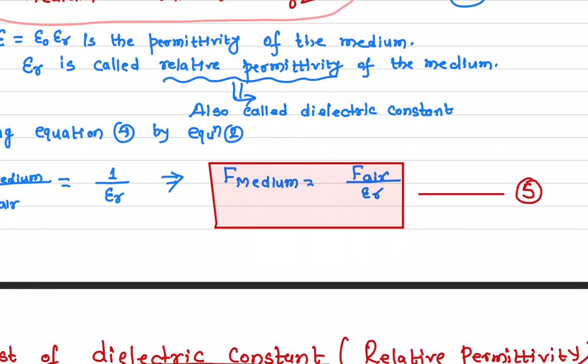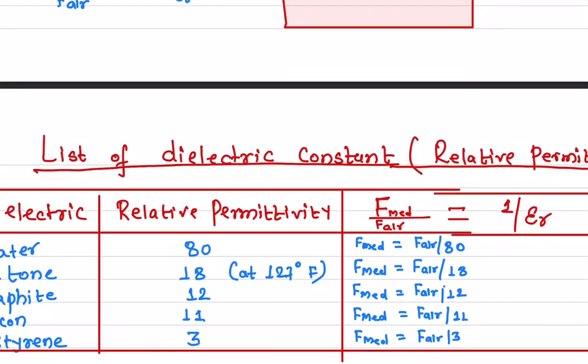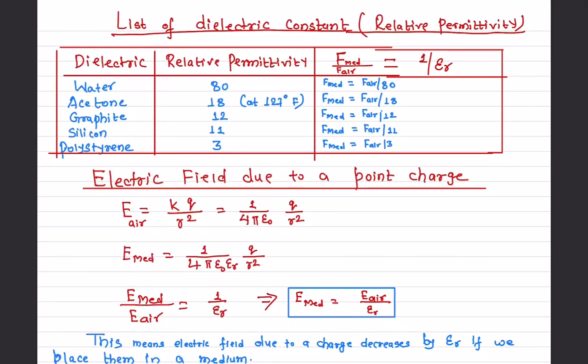If the force of attraction between the two charges in air is, let's say, 100 Newton, and then you put them into water or into a medium, it will go down by this factor epsilon r. So if you put the two charges in any medium and compare the force with respect to air, it will always go down, because the lowest value of epsilon r is 1, which is for air or for vacuum. Here I have listed some of the values: water, acetone, graphite.